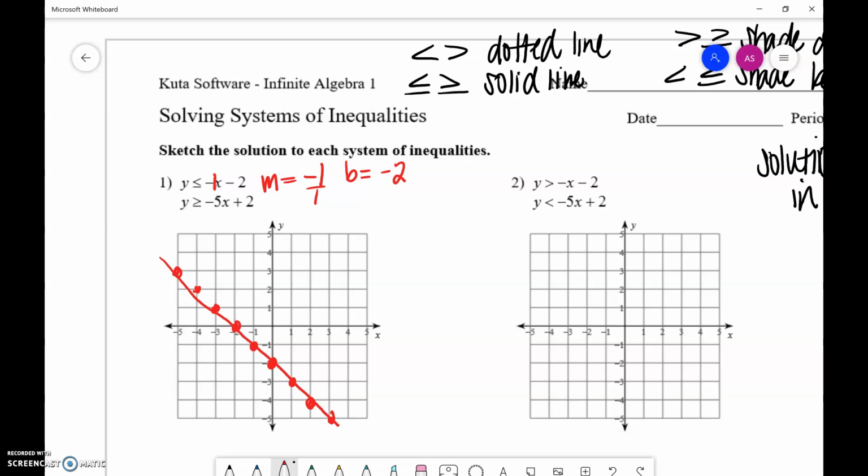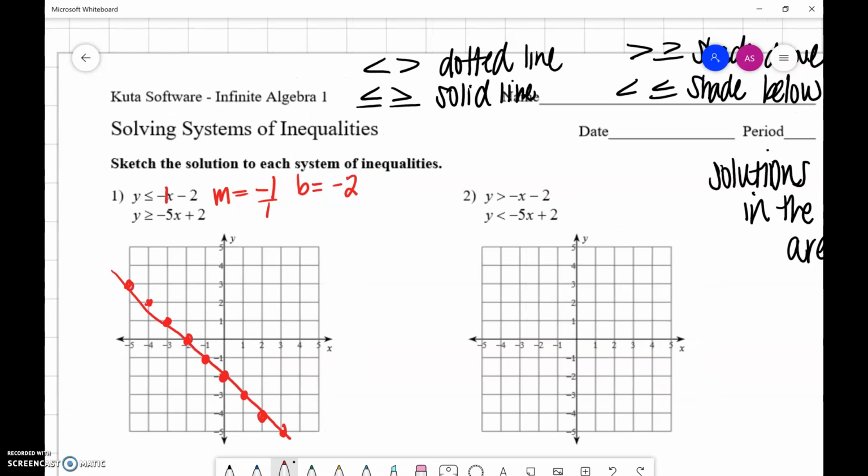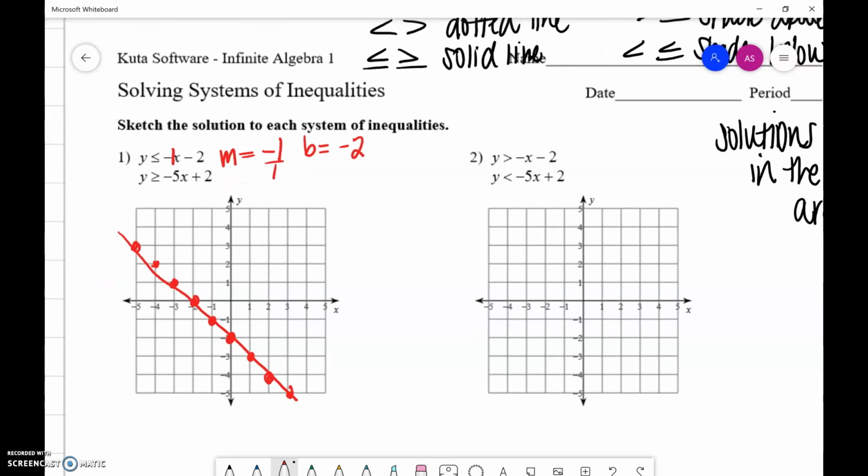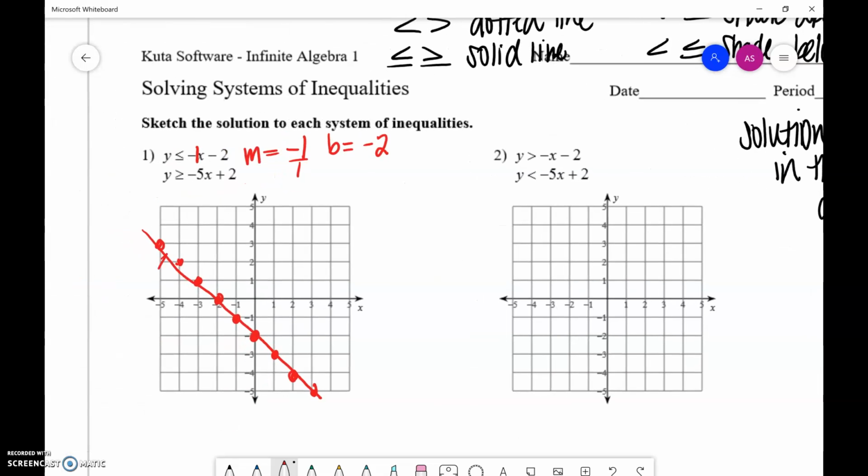Then we also need to know where to shade. So we look and we have less than or equal to, so that means we shade below the line. So I'm going to just shade here. And that's my first inequality.